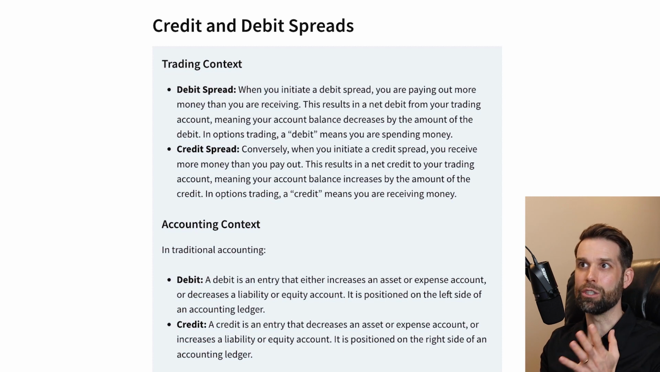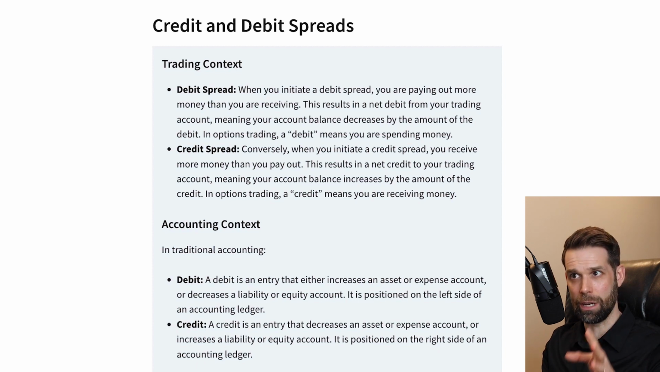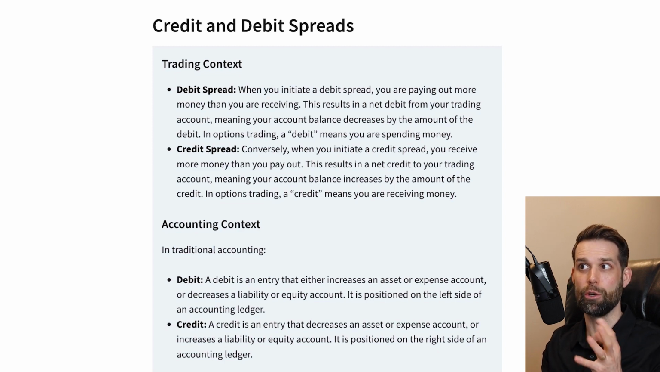So a debit spread, in the context of trading, is when you initiate this, you are paying out more money than you are receiving. That's a debit spread. You're paying out more. So the result is a net debit from your trading account, meaning your account balance decreases by the amount of the debit. And then a credit spread, on the other hand, is when you receive more money than you're paying out. So this results in a net credit to your trading account, meaning your account balance increases by the amount of the credit. So again, in options trading, a credit means you're receiving money, and a debit means you are spending money.